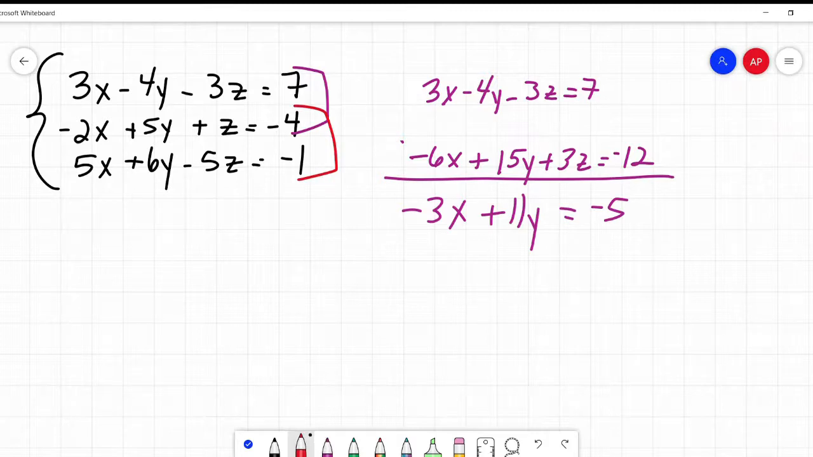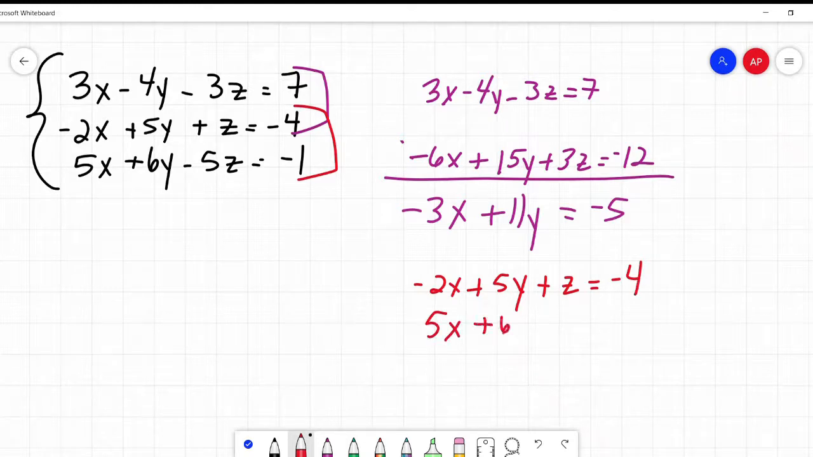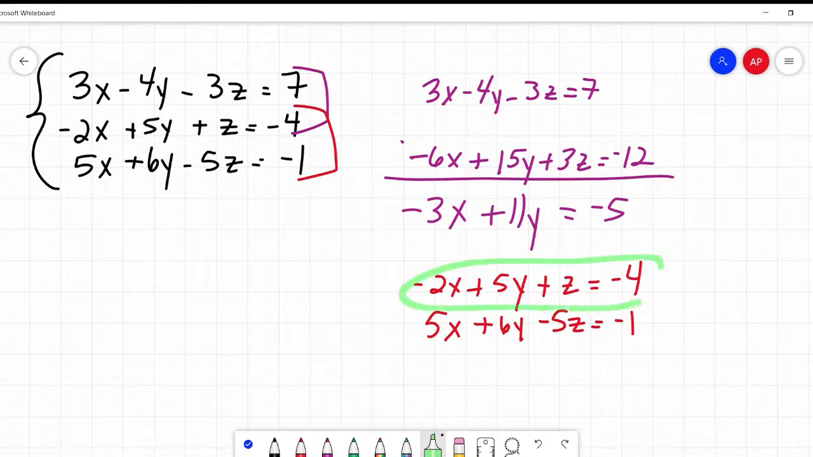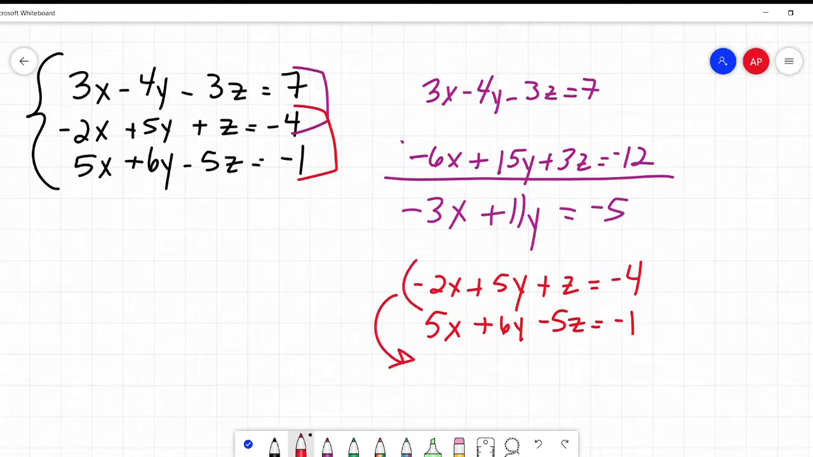My second pair, I have negative 2x plus 5y plus z equals negative 4, and then 5x plus 6y minus 5z equals negative 1. All right, so I need to multiply this whole thing by 5 to get those to cancel out. So I'm going to multiply it by 5, and I'm going to write it right down here. Everything I'm multiplying by 5.